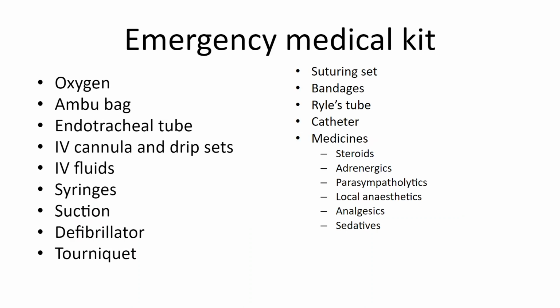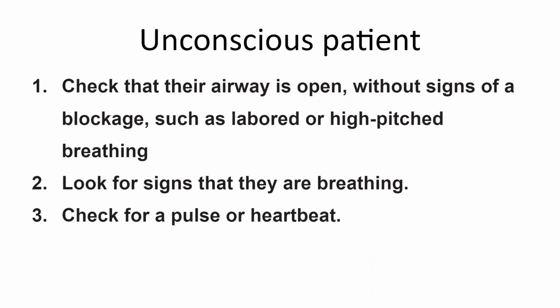Now, when we say emergency, it starts with the emergency medical kit. The basic essential needs in an emergency medical kit are: a supply of oxygen, AMBU bag, endotracheal tubes, IV cannula, IV fluids, syringes, suction, defibrillator, tourniquet, suturing set, bandages, Ryle's tube, catheter, and medicines, of course. A few groups of medicines like steroids, adrenergics, parasympatholytics, local anesthetics, analgesics, and sedatives. These are the basic essential contents as per our accreditation standards. The emergency medical kit should have at least these materials.